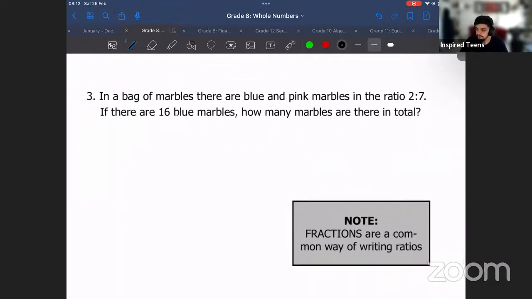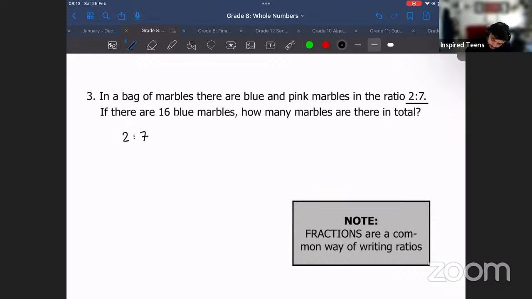Let's look at this example. It's a bit different. In a bag of marbles, there are blue and pink marbles in the ratio of 2:7. If there are 16 blue marbles, how many marbles are there in total? So in this case, they're asking it slightly different. They're asking us how many marbles are there in total. We don't have the amount of blue marbles. So you can express this beneath each other so that you understand it.